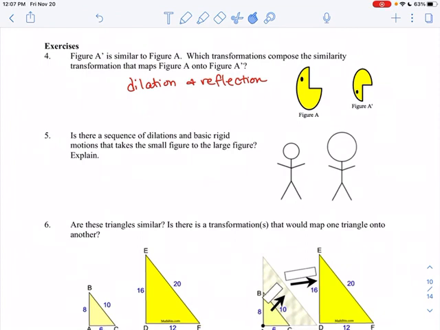Is there a sequence of dilations and basic rigid motions that would take the small stick figure to the large stick figure? Well, let's look at them. The answer here is actually no. These are not similar to each other. Now here's why. If you focus on the bodies, they are actually the exact same height. All right, the only thing that changed is the heads are a different size. So they are not in the same ratio.